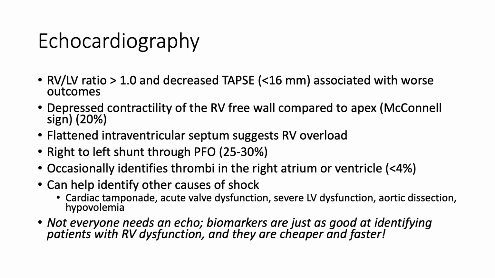Now, about a quarter to a third of the population has a PFO. And when you have a pulmonary embolism, you're going to have elevated right-sided pressures, so that might actually result in some shunting across that PFO. So you can do a bubble study to look for that. Occasionally, you'll see blood clots in the right atrium or the ventricle, but fortunately, that's pretty rare. And the echo can be useful to identify other causes of shock like tamponade, acute valve disease, severe LV dysfunction, dissection, and hypovolemia.